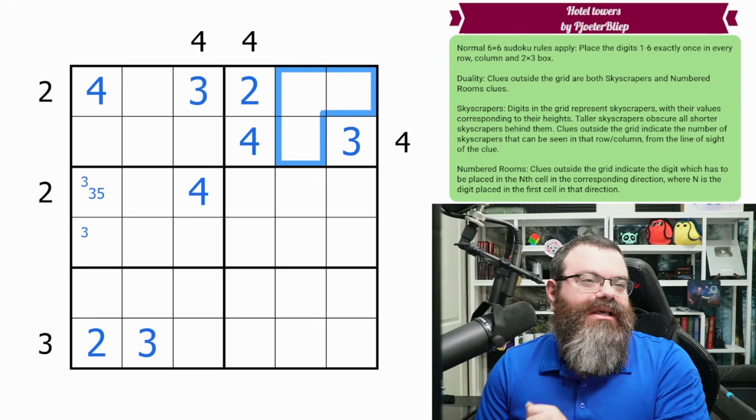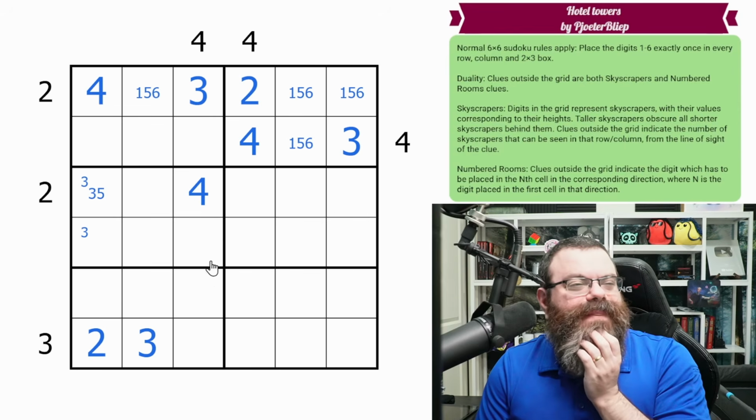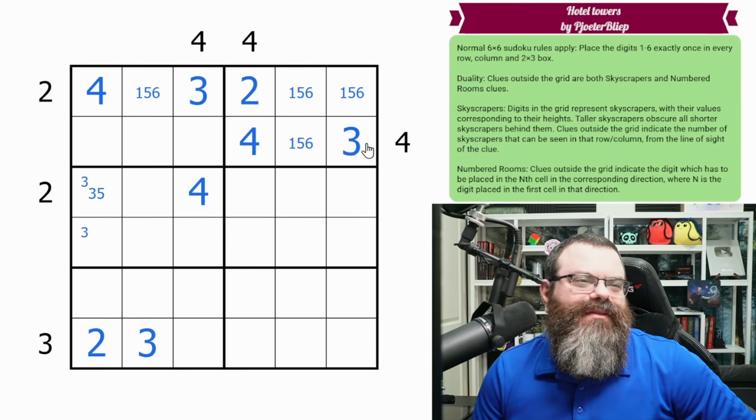I apologize. We need 1, 5, 6 here. This is 1, 5, 6. These two aren't 2. Don't know if that matters. Okay. So we got to think about these skyscrapers a bit more, I think.